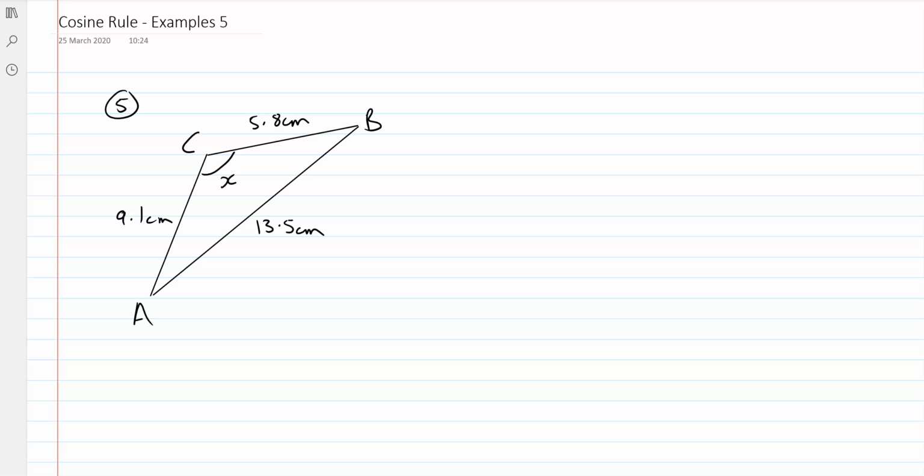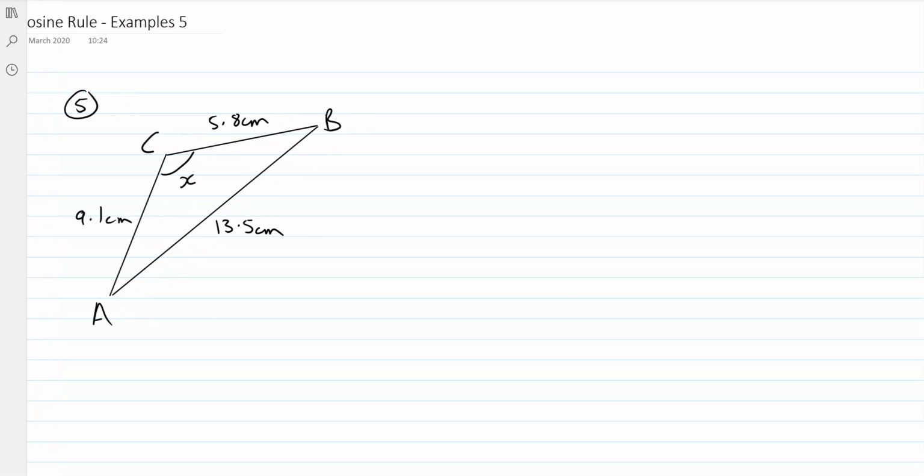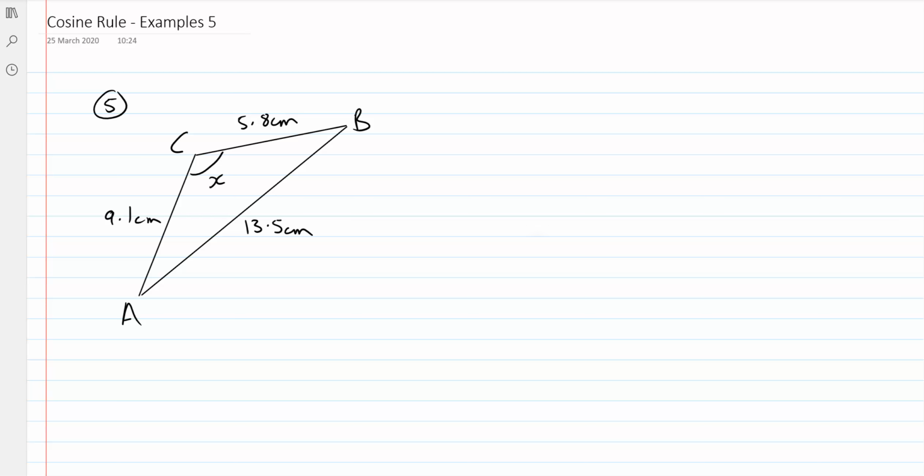So again, we're still trying to find the angle. Notice we've got all three lengths, which we've mentioned in the last video. That's a big clue to using cosine rule to find the angle. And we're just going to go straight in with the rearranged form, which is cos A equals B squared plus C squared minus A squared all over 2BC.